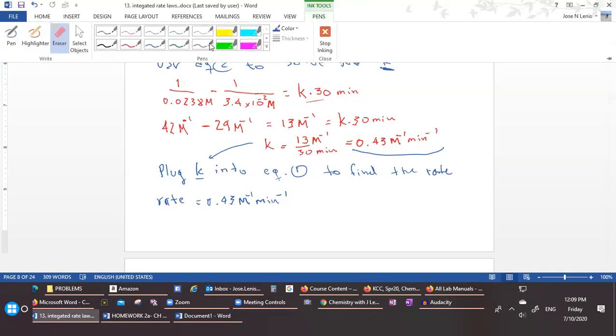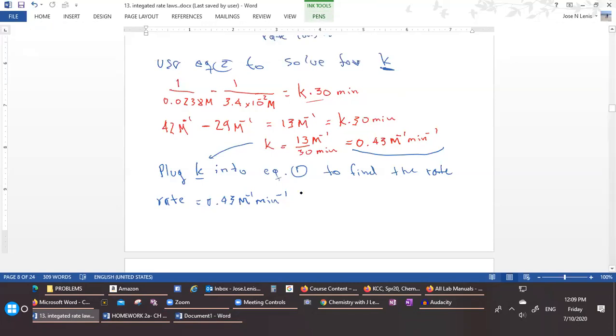This is regular bracket now, because I'm going to write numbers. 3.4 times 10 to the negative 2, squared, because it's second order. And this is molar, right? So this number squared will give you, let's do it by parts.